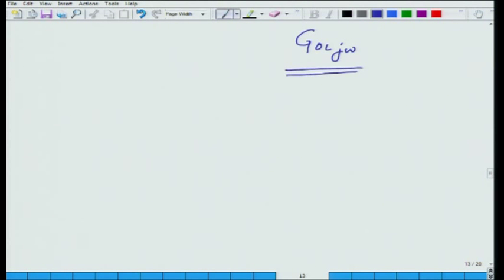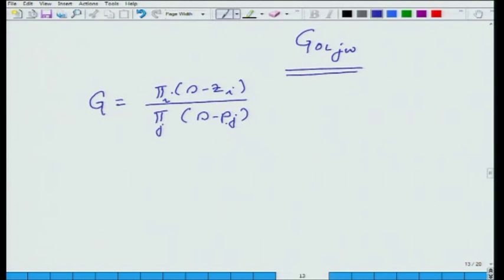So, let us say I have got G, a transfer function which is the product of the zeros over the product of the poles. Should I make it plus or minus? I do not know. Well, let us just do it. Let us say this is G.